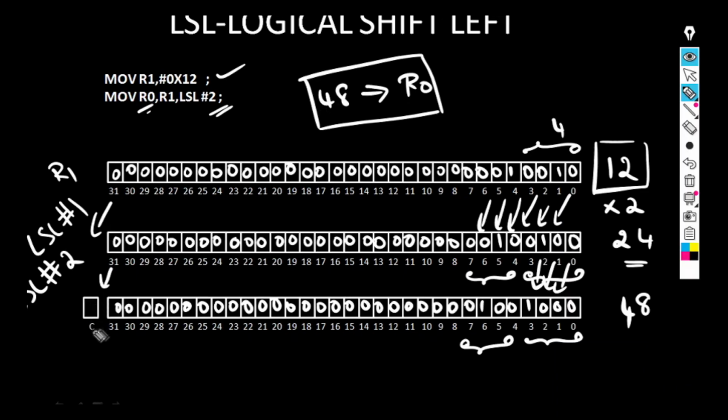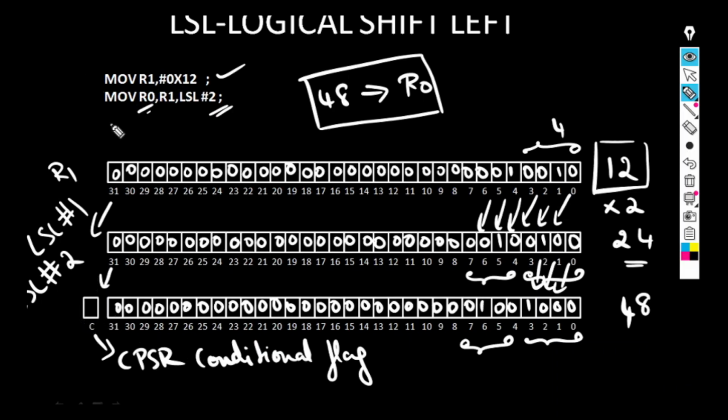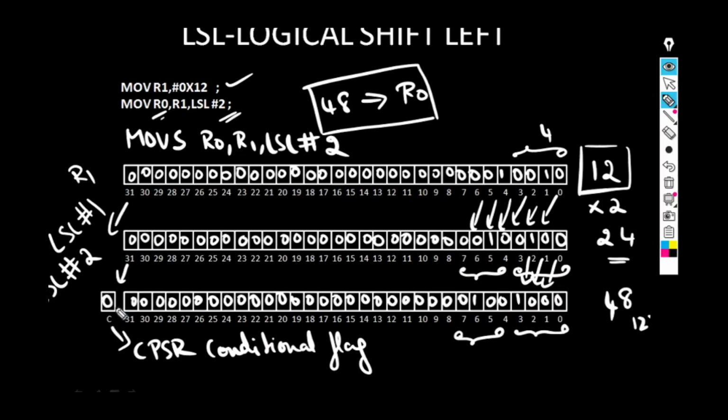I have shown the carry bit here. Now this carry is a part of the CPSR condition flags. The reason I have included it here is that if in this instruction I add the suffix S, then the bit which is shifted out, the 0, will be updated in the carry flag. This is one important update: the bit shifted out will get updated in the carry flag if you use the suffix S.